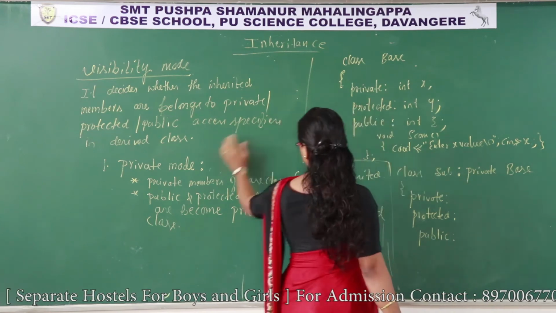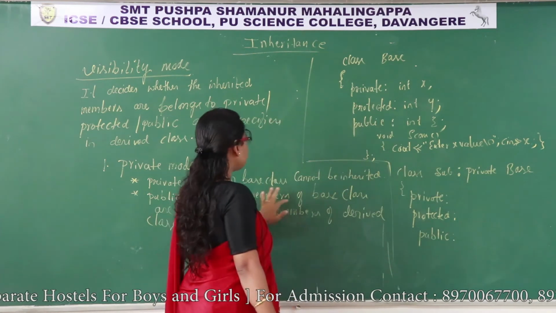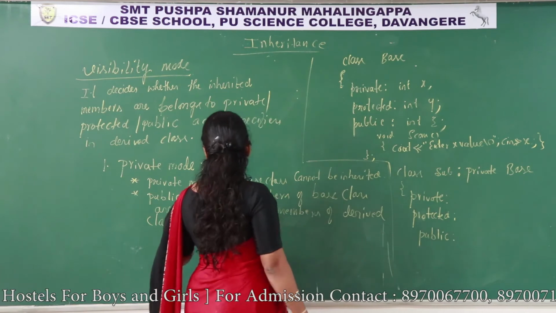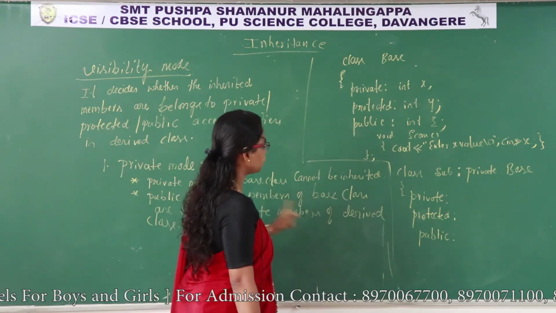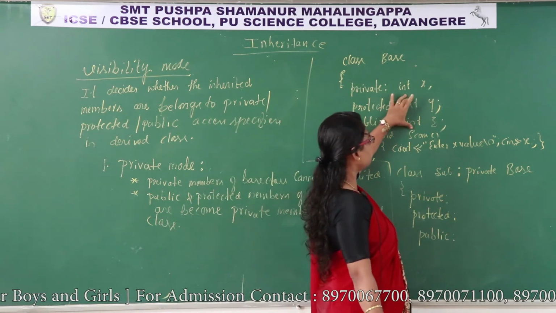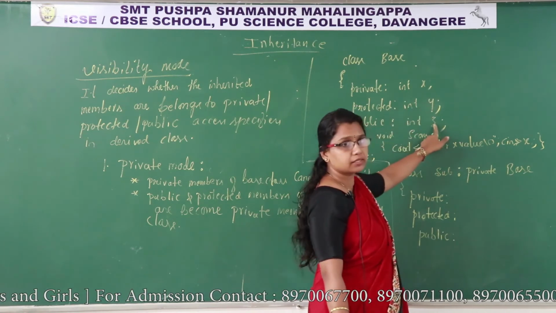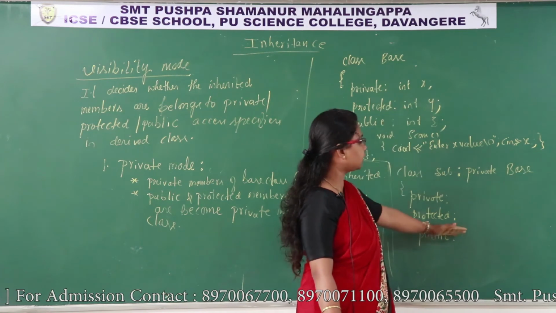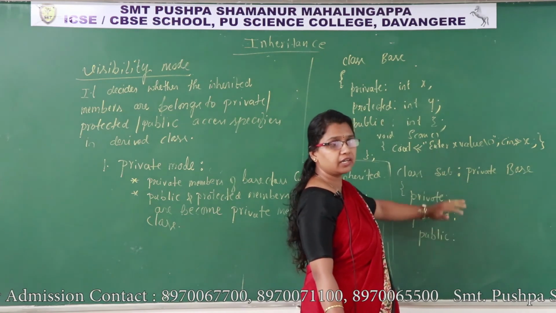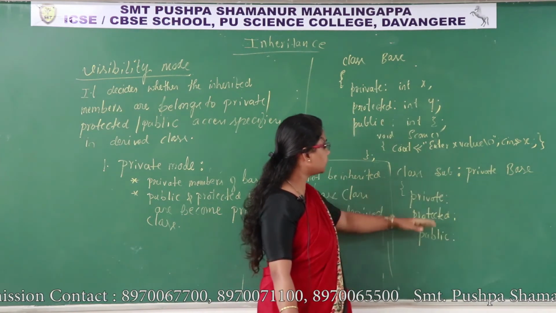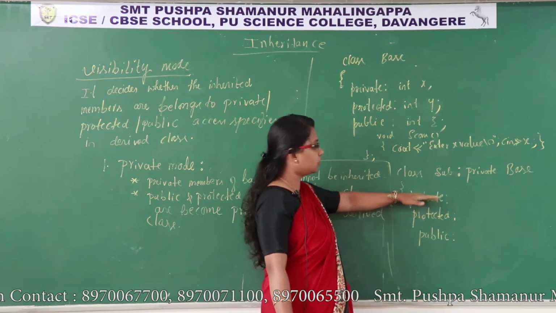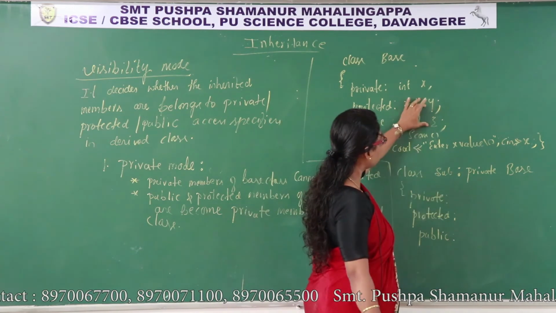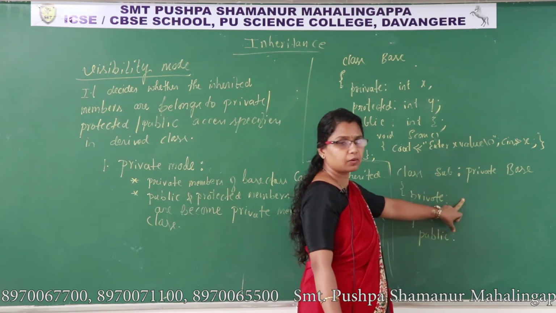Now, as per the rule, public and protected members of base class become private members of the derived class. So what are the public members here? Int y and int z. These two members are inherited to derived class. After inheritance, where will they come? In the private section. Now this private section has y and z. Okay.